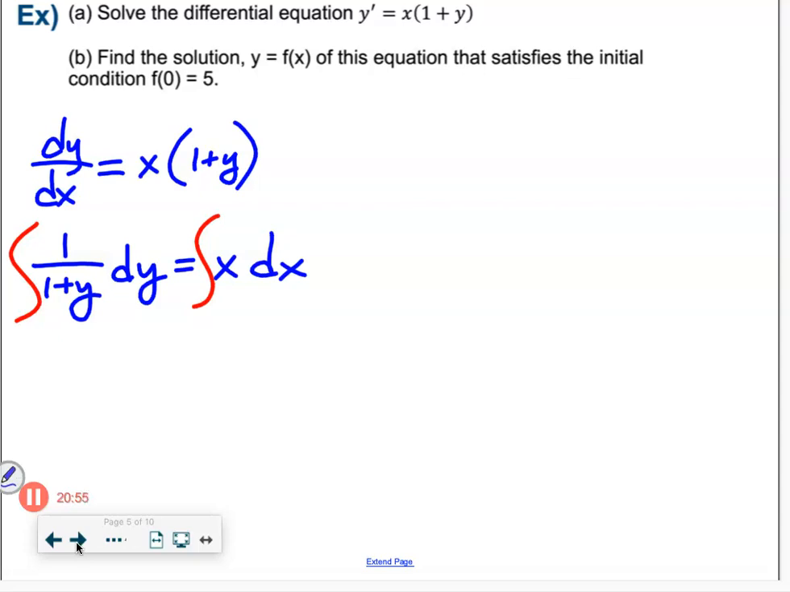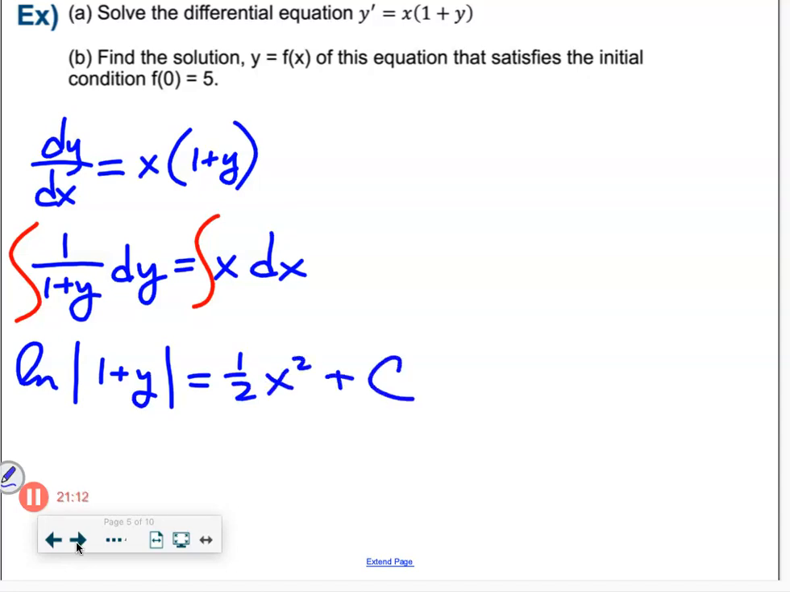All right. What's the antiderivative of 1 over 1 plus y? ln absolute value 1 plus y. Yep. Antiderivative of x? 1/2 x squared plus c.